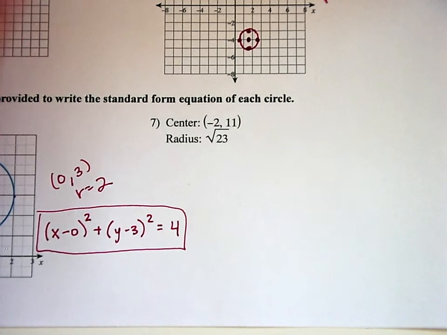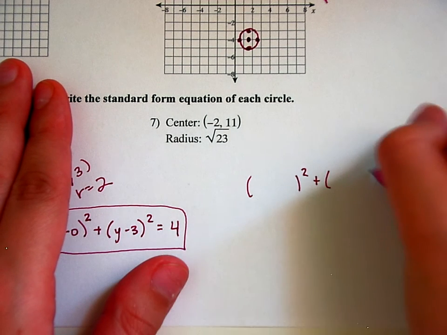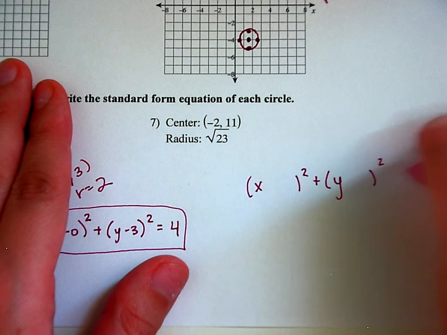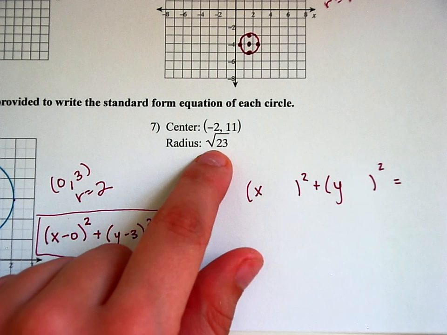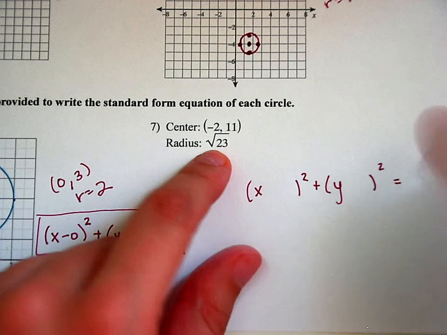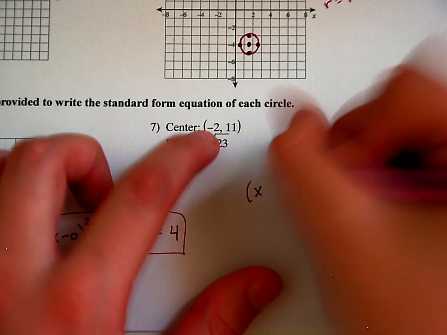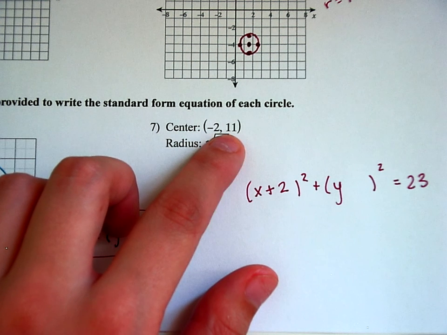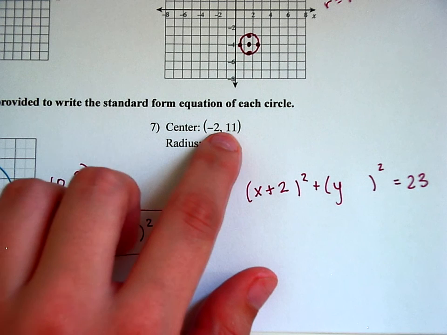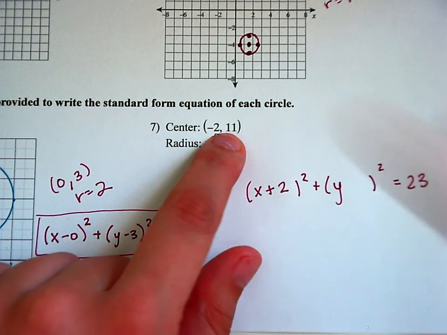All right, last problem we're going to practice is if you've been given the center and the radius without a graph, and we're just going to write the equation. So we're writing it in standard form. So I've got my x minus some value, y minus some value, and then equals r squared. Well, if my radius is square root 23, if you square that, then your answer is just 23. So 23 goes on the right. And then my h value is negative 2, so this is x plus 2. And my k value is 11. I think I might have said h here, this is k. So h is negative 2, k is 11.